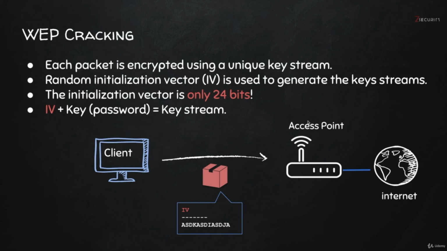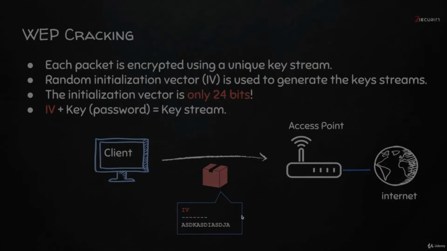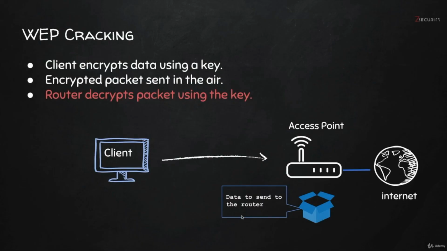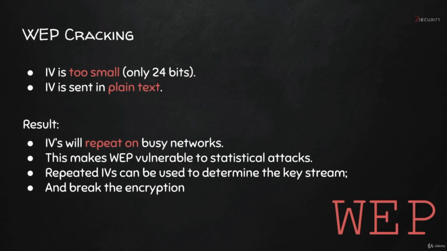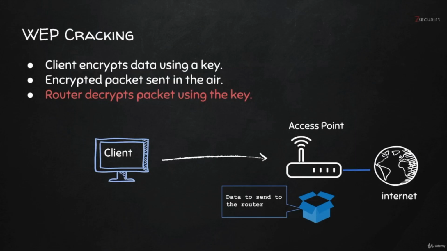So, when the router receives the packet, it has the IV, it has the password or the key, so it can generate a key stream and then use that key stream to transform this gibberish into its original form and read the packet. So, if you think about what I said, you can probably guess what the weakness is. Basically, the IV is sent in plain text.